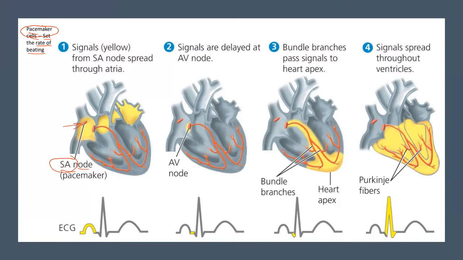Okay, so SA node is usually called a pacemaker. It has a bunch of, guess what? A bunch of pacemaker cells. And it's going to send a signal to the AV node. So the signals are going to be spreading from the SA node through the atria. Signals are going to be delayed at the AV node. It's going to be delayed for a little bit, and then the signal is going to go over here.